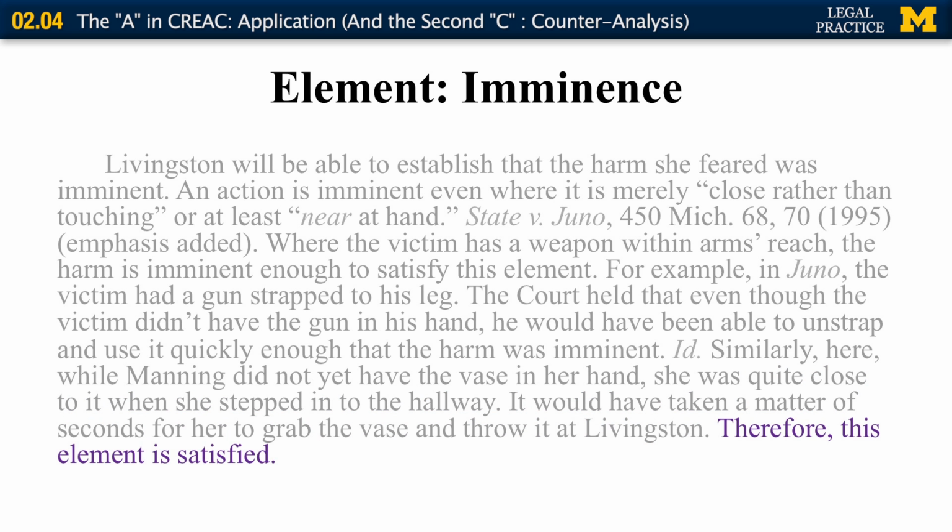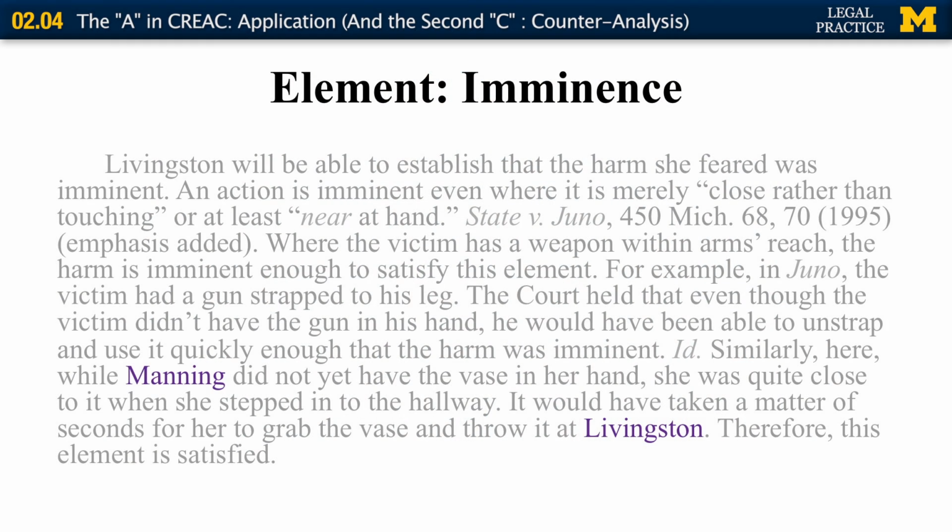And I end with a very firm and straightforward statement of my conclusion. Therefore, this element is satisfied. Notice that I don't say it is likely this element is satisfied or this element is probably satisfied. Based on the rule and explanation that I pulled out and my application, this is an instance where I should be firm and not say likely or things like that.